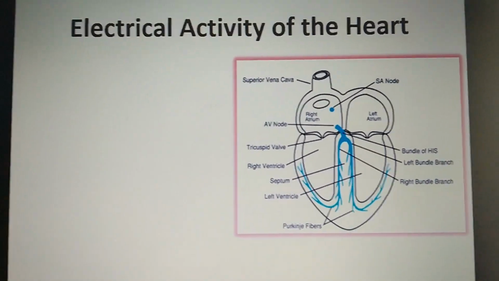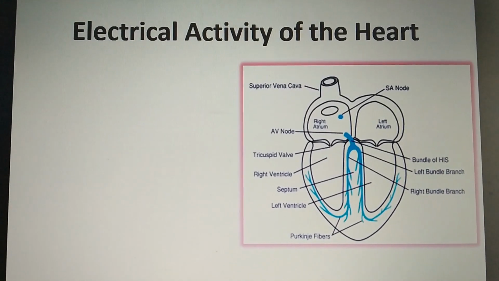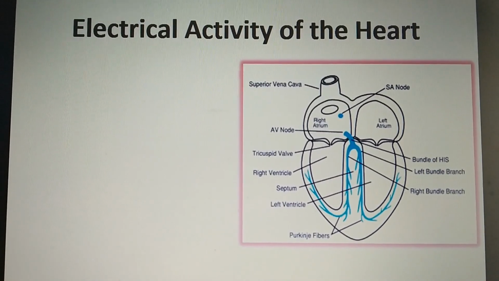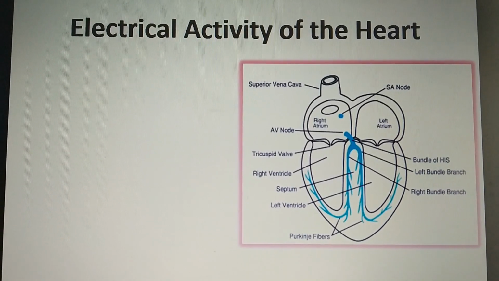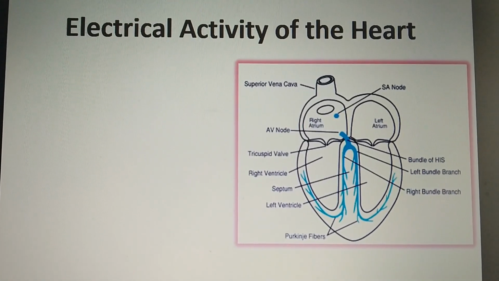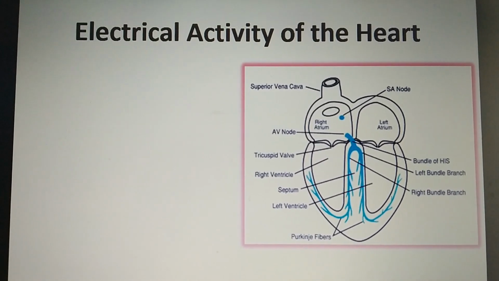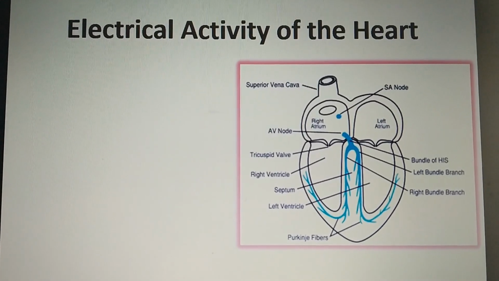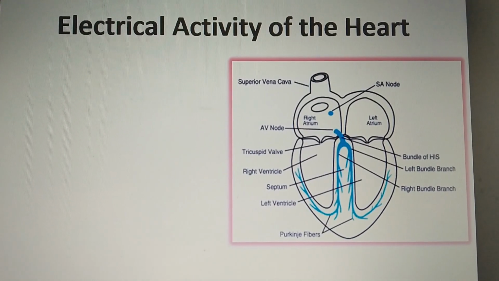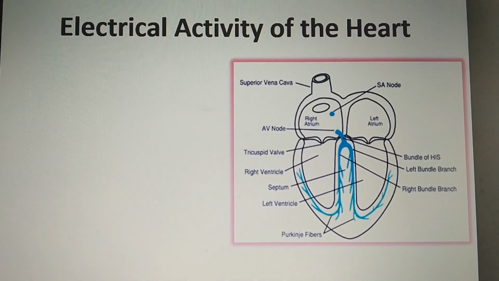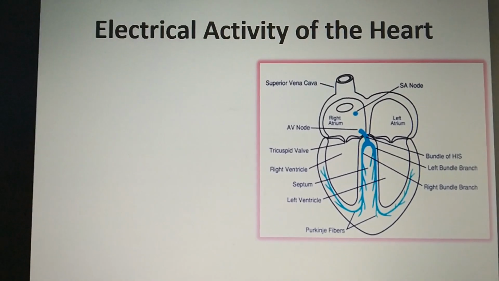Here on this slide, the electrical activity of the heart has been shown with the fibers that are drawn in blue. These are the fibers that can generate and conduct the electrical activity of the heart. So in a way we cannot see exactly how the electrical activity is going on in this diagram, but what we can understand through this diagram is that there are different structures present in the heart itself that can generate and conduct the electrical impulse.